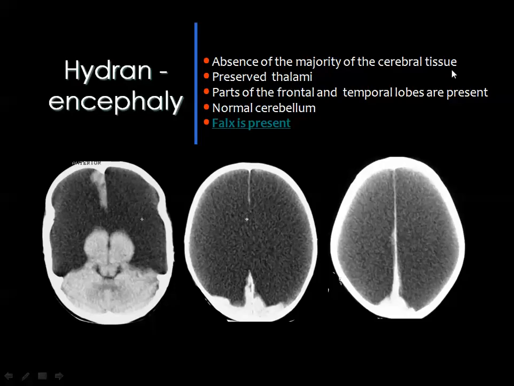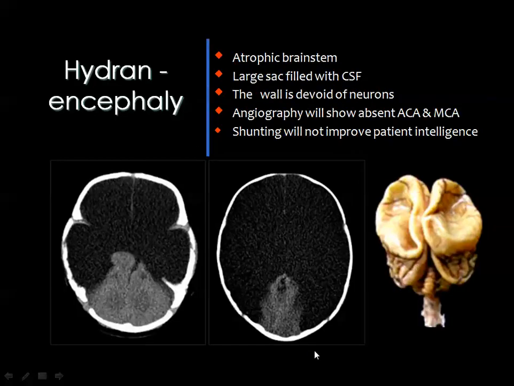the cerebral tissue, and the basal ganglia are present, the thalami are present, parts of the frontal and the temporal lobes are also present, and the cerebellum is normal, and the falx, which is very important here, the falx should be present. Then you see a huge cavity which is filled with CSF, and the falx cerebri is present. And this is one of the ways to discriminate between holoprosencephaly, lobar type, and hydranencephaly.